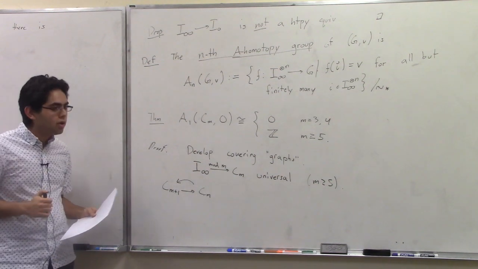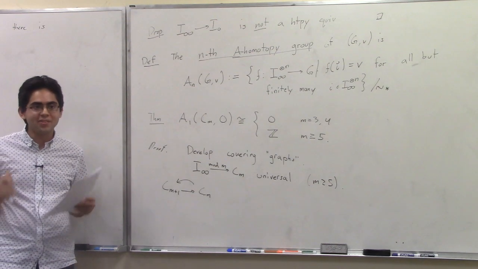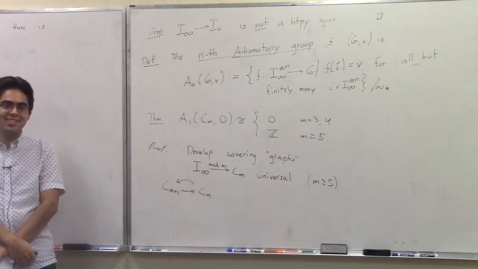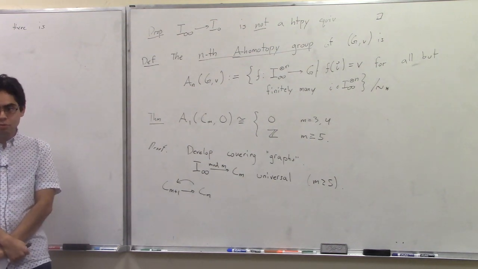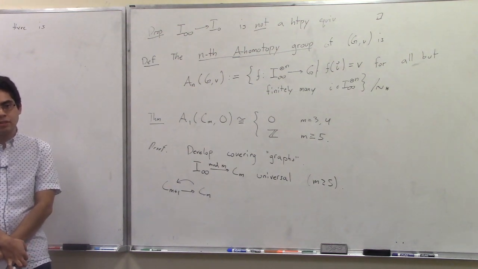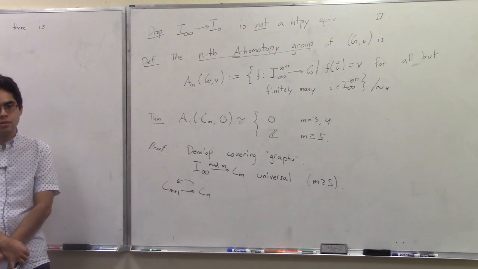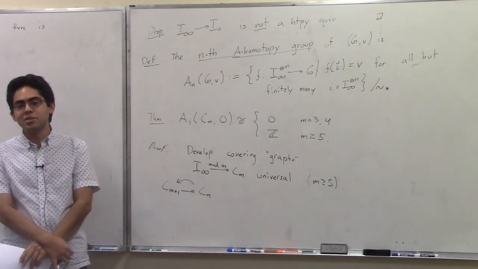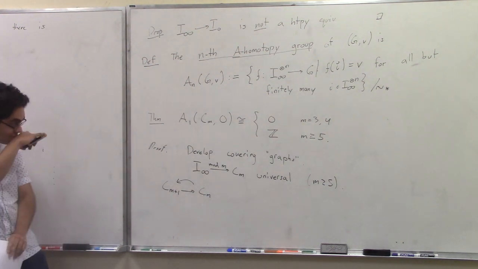Right. So, oh yes. One more question. Do we know that when G is connected, AN of GB is independent of B? Yes, we do know that.